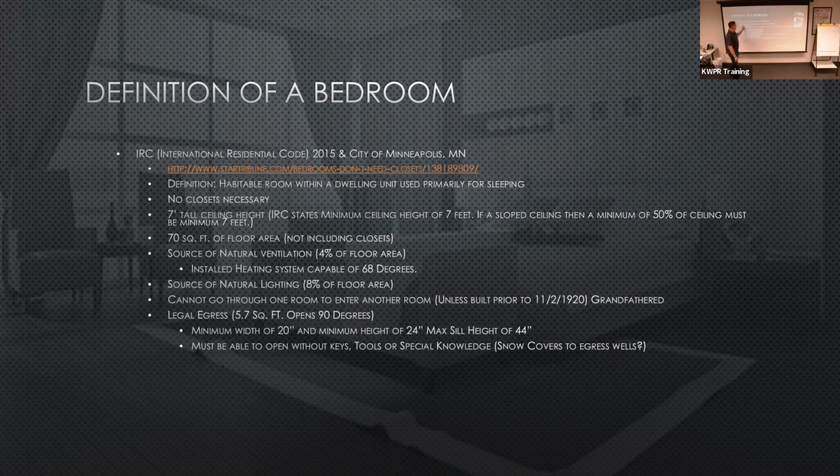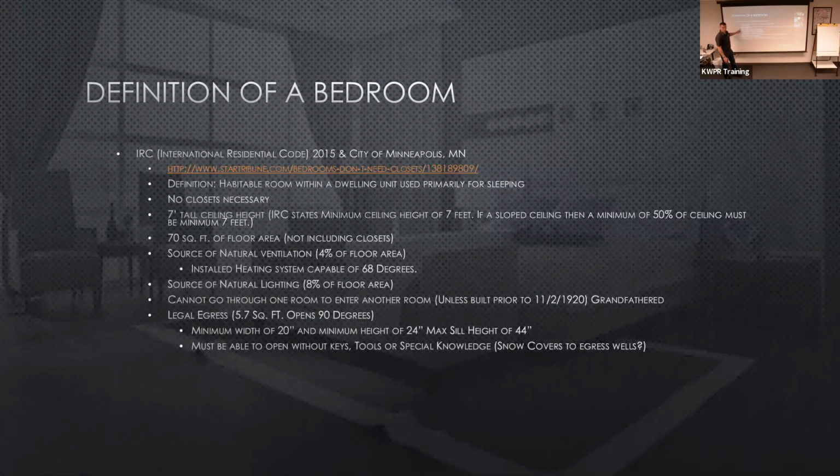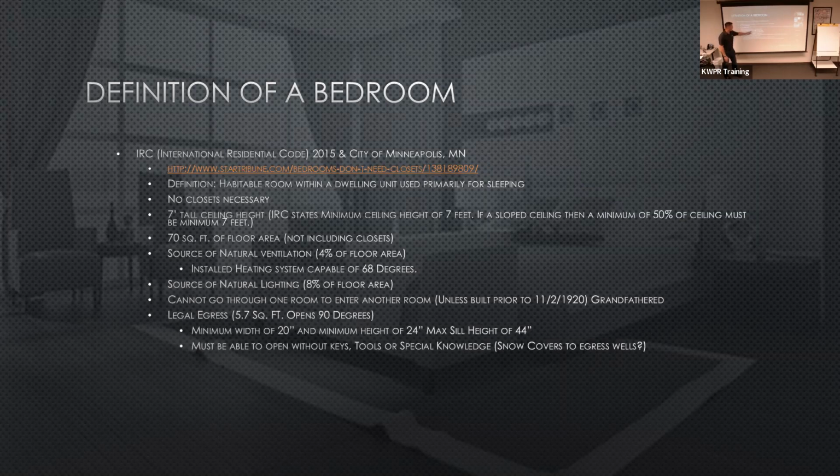So again, it does not, in most cases, require a closet to be a bedroom. When you go to Minneapolis, there's no closet requirement. It has 7-foot ceilings, a minimum of 70 square feet, and a source of ventilation, air coming in, air coming out. It has glazing, 8% of the floor area, and a 5.7 square foot legal egress, a window that opens, right? That's the criteria for a bedroom. So just an FYI on that.